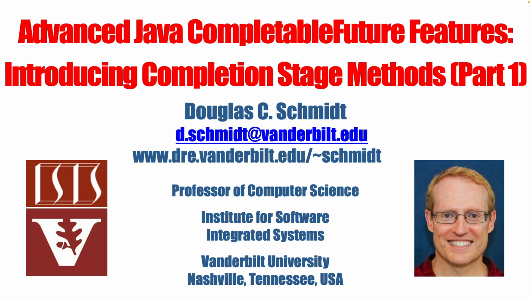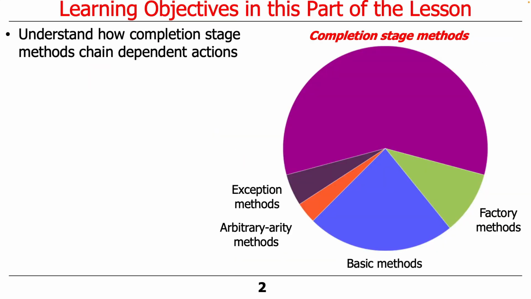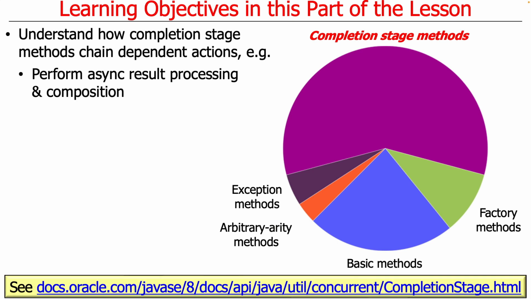So now that we've talked about factory methods, let's turn our attention to the next and biggest piece of the pie for completable futures, which are completion stage methods. And you literally can see that this is the biggest piece of the pie. So there's the pie, and completion stage methods are the biggest piece, and that's how you can chain together dependent actions that are triggered when completable futures occur and complete asynchronously.